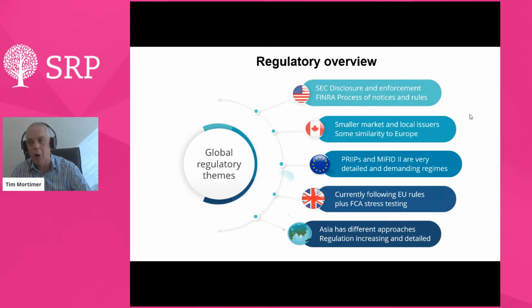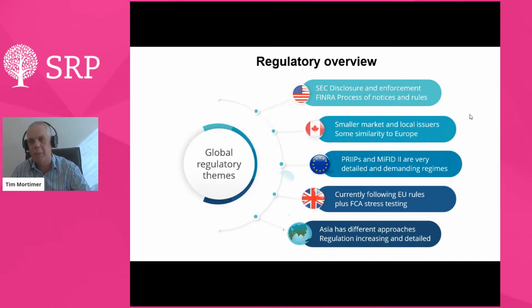Canada is a much smaller market and also dominated by the local issuers, the main big four Canadian banks and some others. It has a little bit of similarity with Europe. It doesn't take quite the direct approach that the US regulators look for. And then if you move across to Europe, as well as disclosure being important, the regulation there is really about investor protection front and center.